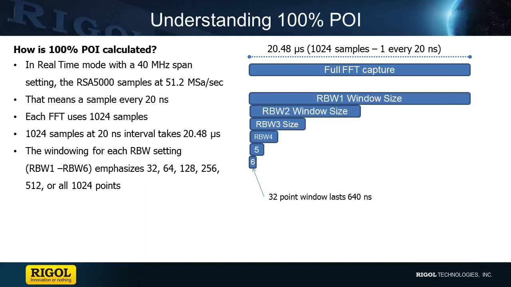There's also an RBW setting, which effectively is a window size. For POI, the most important one is the smallest window. In this case, that's RBW 6, which is a 32-point window. 32 points at 20 nanoseconds lasts just 640 nanoseconds.